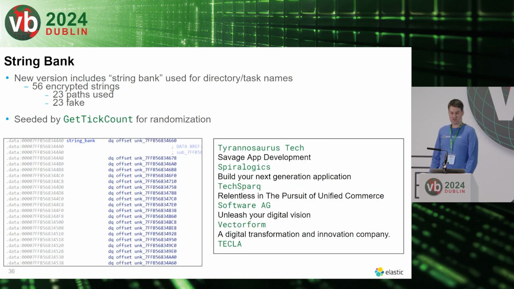Some new additions that they did, I call this a string bank. In this new version, they take the directory names and the task names and randomize them. They have 56 encrypted strings inside, and they'll use 23 of them, and 23 of them are fake. The ones in green right there are the ones that are actually used, and the ones in black are not used. So it's just kind of interesting. They're getting more mature in this space to randomize it. If you ran WARMCOOKIE 10 times, hopefully you'd get different folder names each time. The way they do the randomization is based on the tick count.